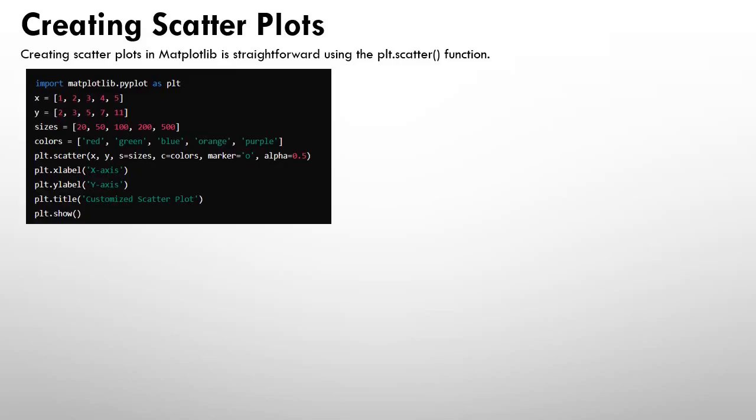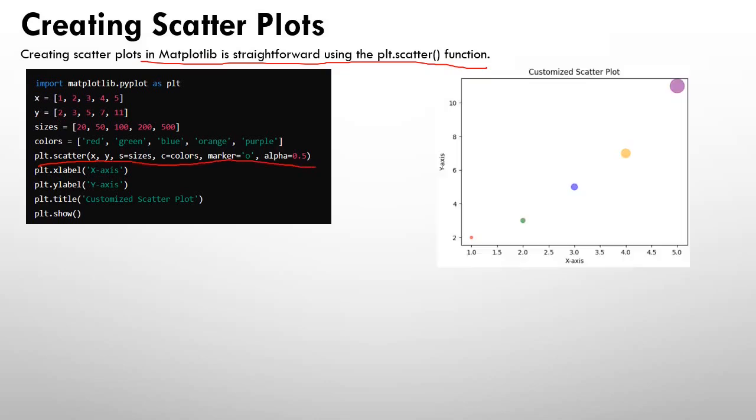Creating scatter plots. Creating scatter plots in Matplotlib is straightforward by using the plt.scatter function. So, we will use the plt.scatter function, and inside the function we'll mention the XY points and then we can customize it accordingly. On executing this code, we'll get this scatter plot on our screen.